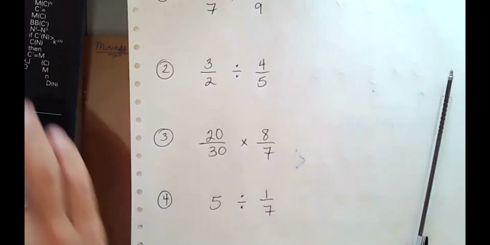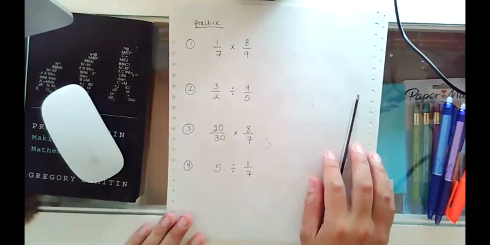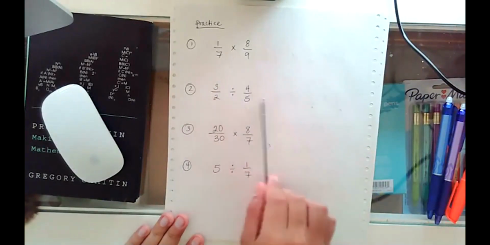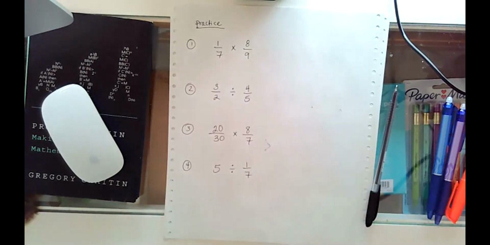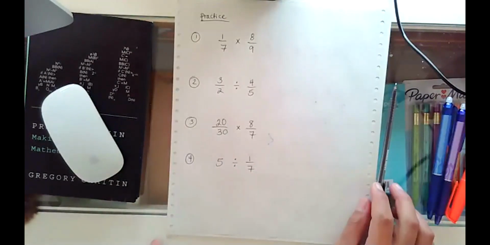Okay. And we probably can't see all of these. There we go. Okay, so take a moment to write these down real quick. What's the last one? The last one is 5 divided by 1/7. Okay.